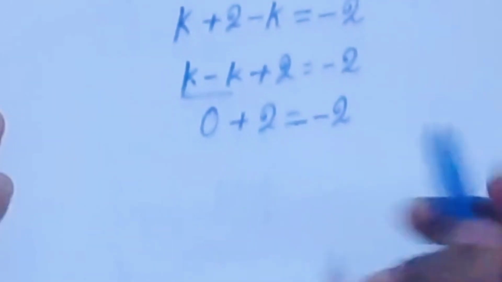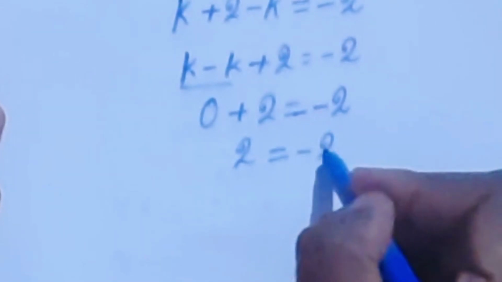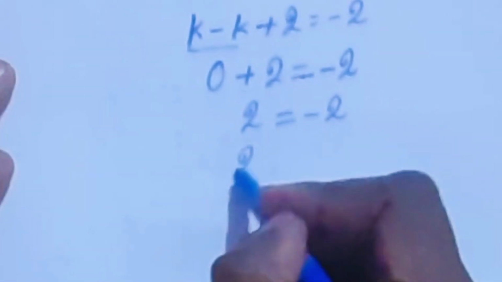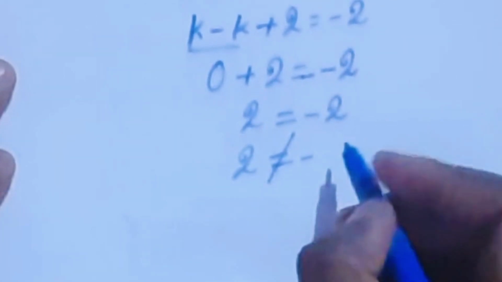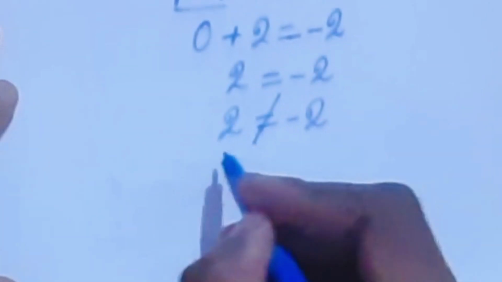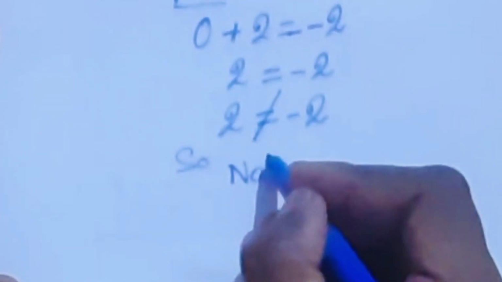negative 2. So here 2 equals minus 2. Here also 2 is not equal to negative 2. So the solution is not possible.